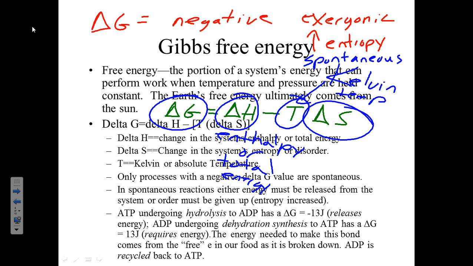Now, you still have to give it a little bit of activation energy to get it started. But once it starts, what happens? It goes all the way. Think of it like a little kid sitting up on top of a slide. You give that little kid a push, what happens? He goes all the way to the bottom. Okay? That's a spontaneous reaction.